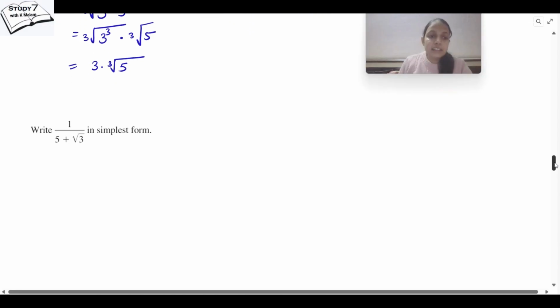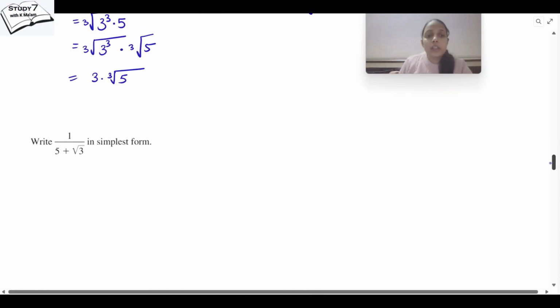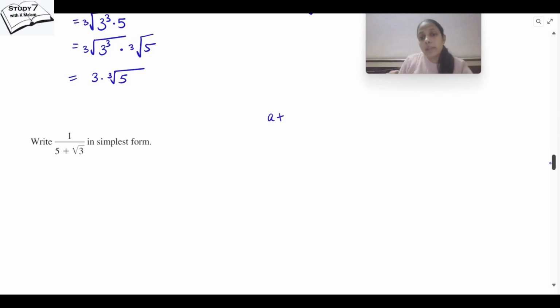Next it says write in the simplest form. Before solving this, we have to understand what type of expression this is. It's an irrational number of the type a plus root b. If you have this term, you will use rationalization with a minus root b over a minus root b. If you have a minus, you will use plus here.